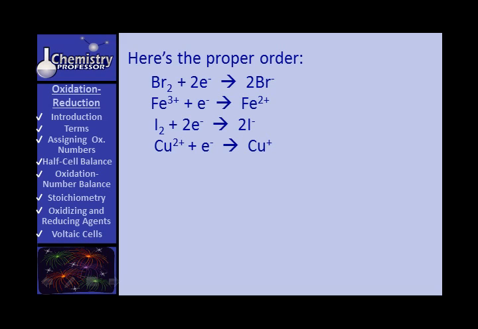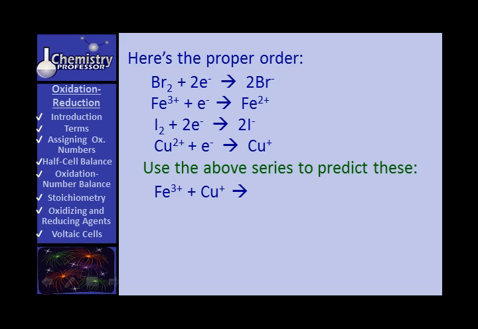Now, use that series right there, that reduction potential series, and predict these reactions. Predict this one. If I were to put ferric ion with the cuprous ion, would I get a reaction? Yes, I would produce the ferrous ion and the cupric ion. If I were to put the cupric ion with the bromide ion, would I get a reaction? And the answer is no, I would not.